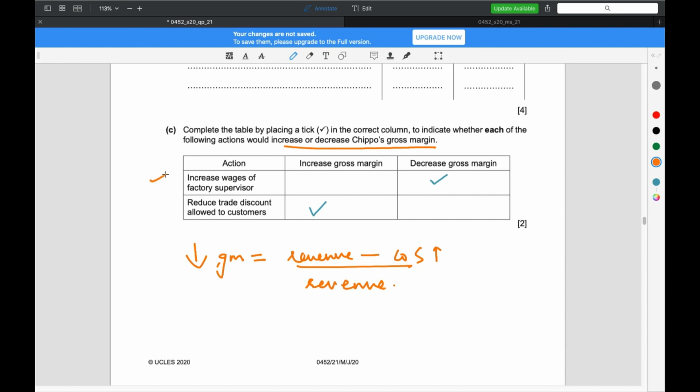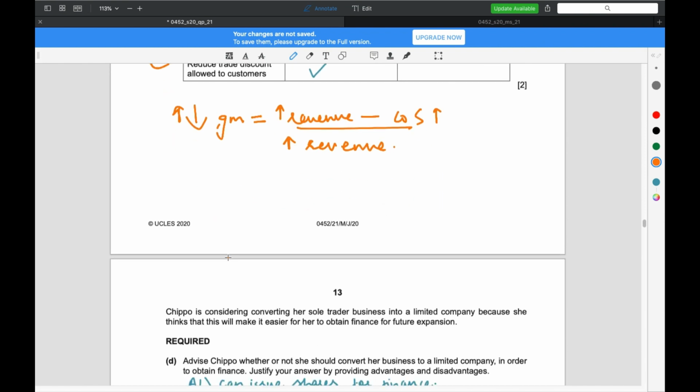Okay. Similarly, the reduced trade discount allowed to customers. The problem with this is that if you reduce the trade discount allowed to customers, that means that the customers will pay more. So the revenue will increase, right? So the revenue will increase, and that means that the gross margin will increase because the sales increase. Right? So that is that.